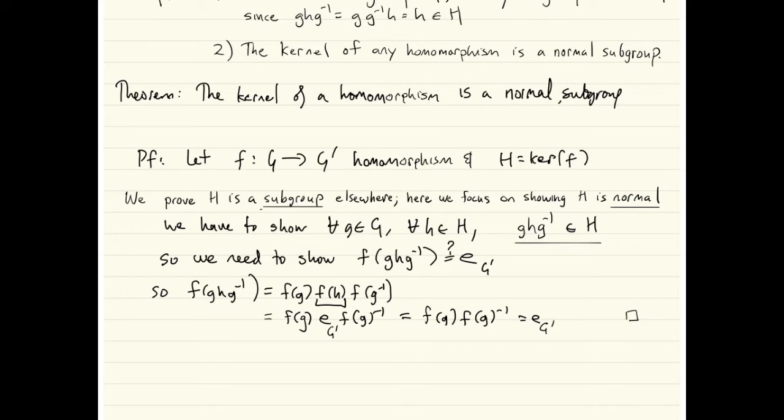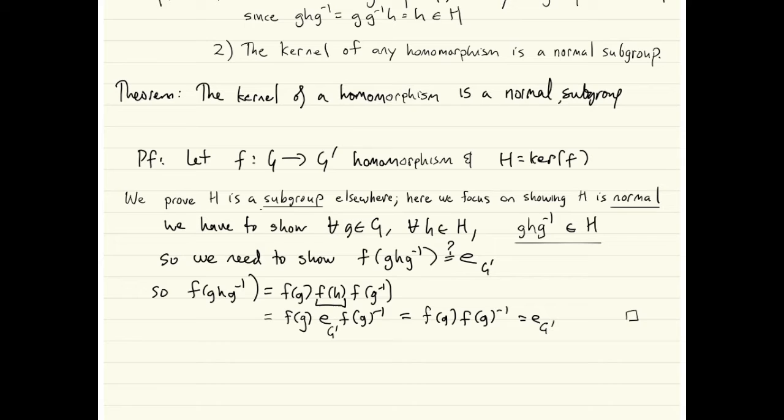So that's the definition of kernel. Let H be the kernel of a homomorphism, and we'll prove that H is a subgroup somewhere else. That's not what I want to focus on now. I want to focus on showing that H is a normal subgroup. That means it's stable under conjugation.